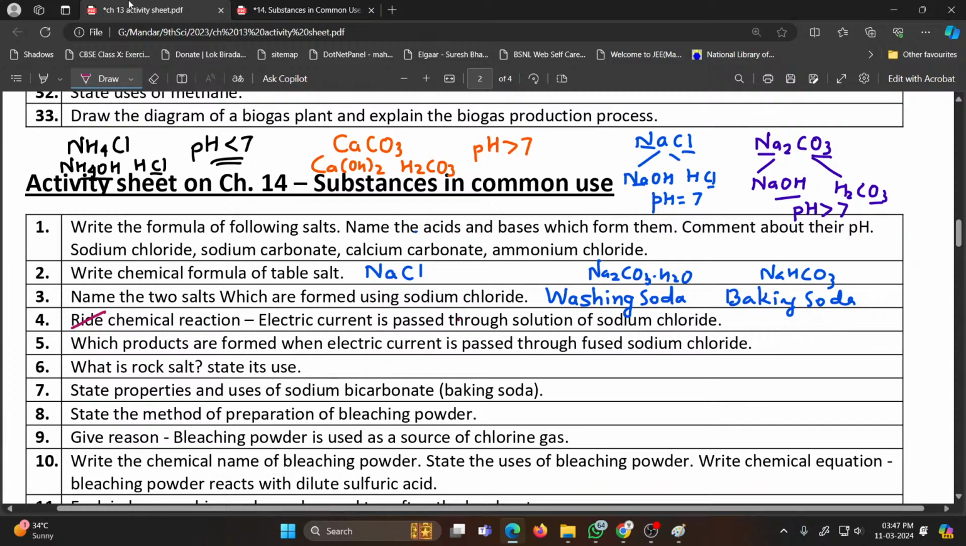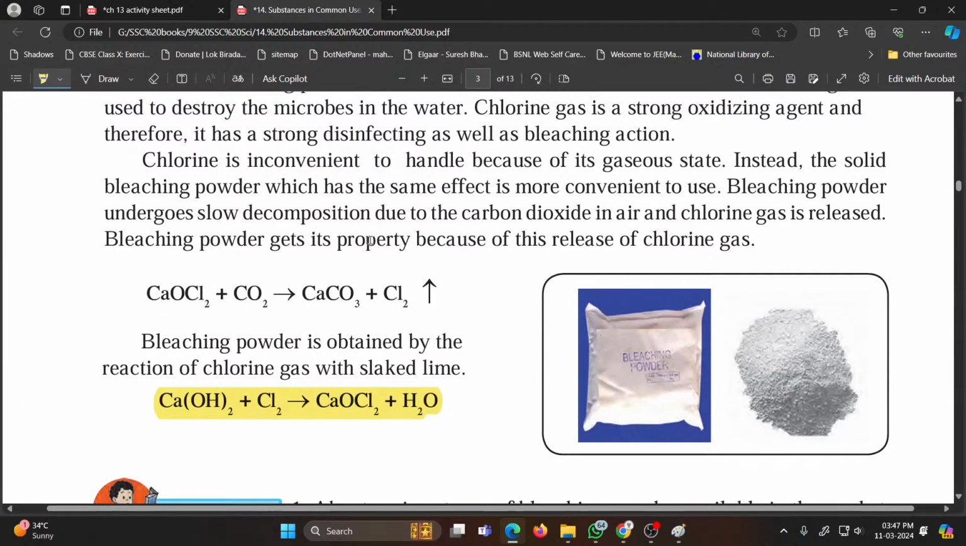Give reason. Bleaching powder is used as a source of chlorine gas. Chlorine is inconvenient to handle because of its gaseous state. Also, it's a poisonous gas.